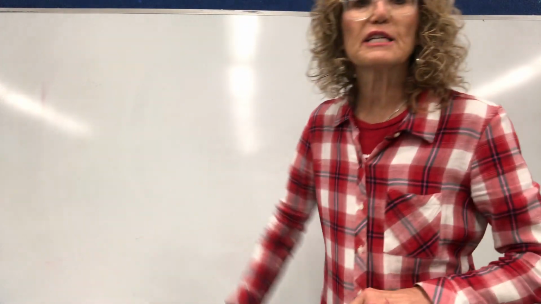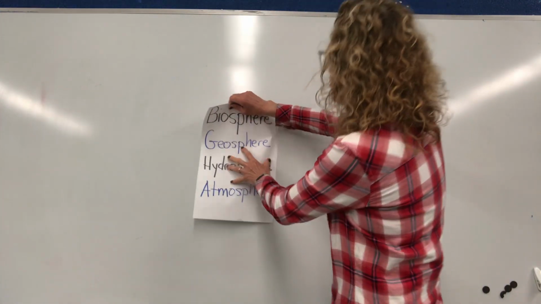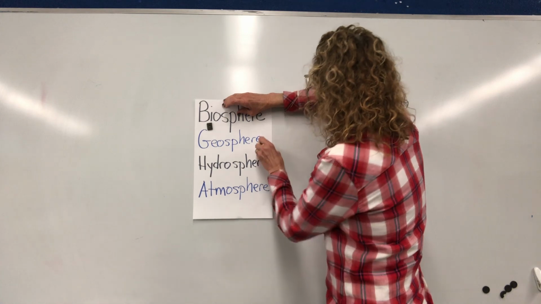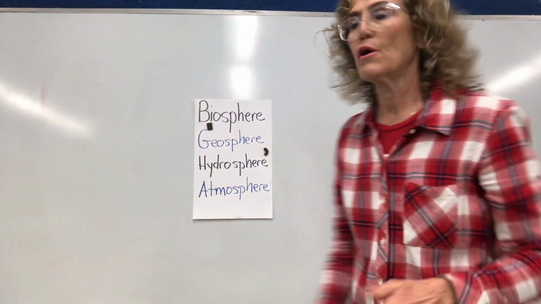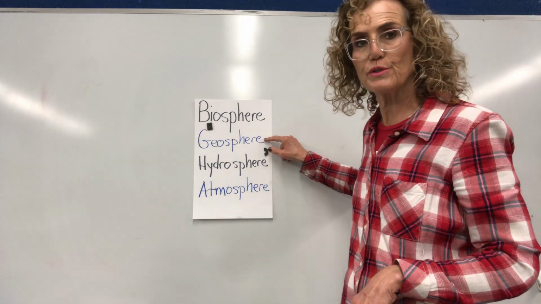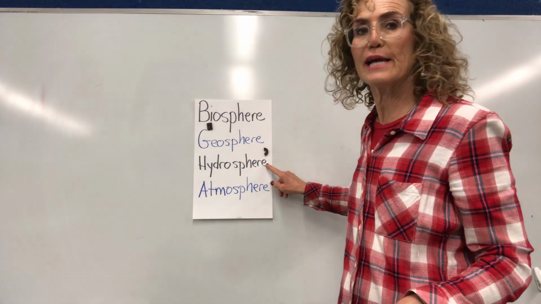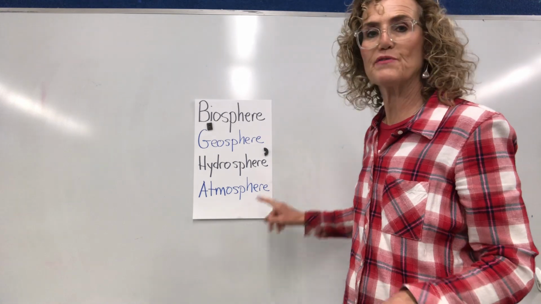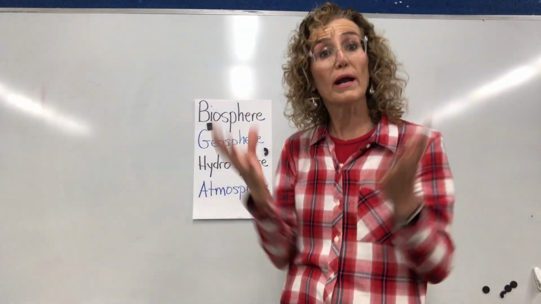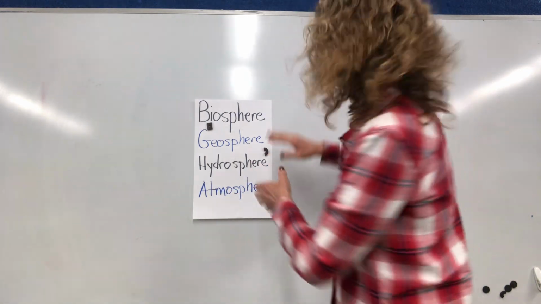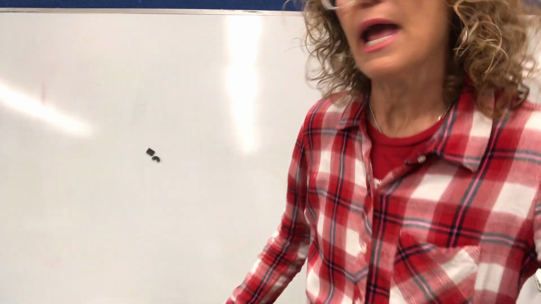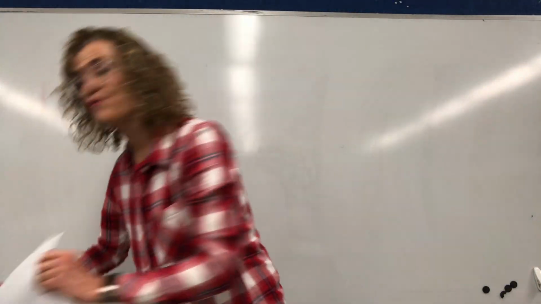Okay, so the very first thing is, when we talk about the Earth, it is a system of interrelated parts, and it has 4 parts. It has the biosphere, the geosphere, the hydrosphere, and the atmosphere, and all of those 4 parts work together to make one complete Earth system, okay? So we're going to talk today about the biosphere and the geosphere.